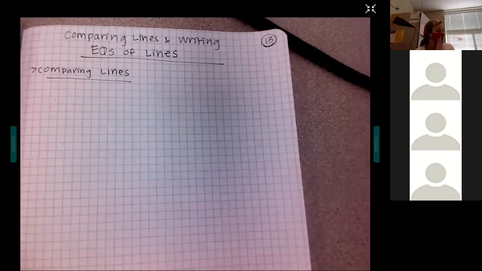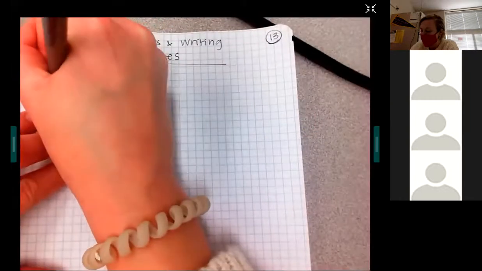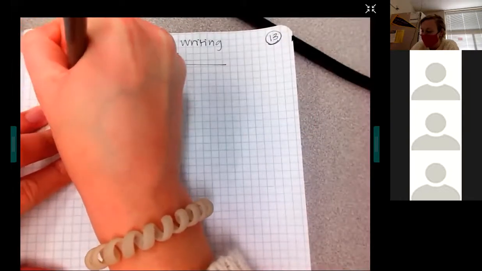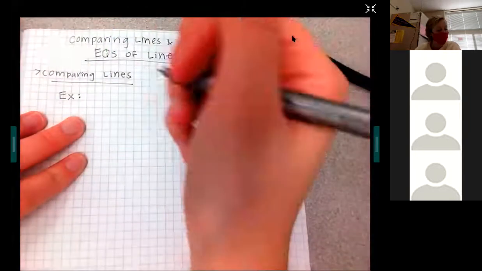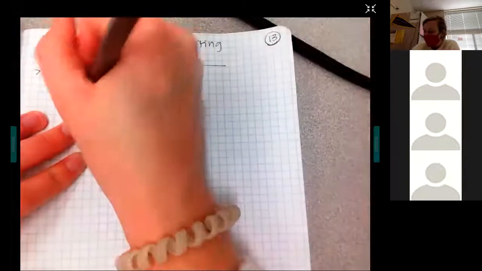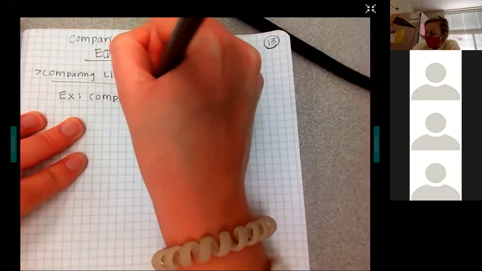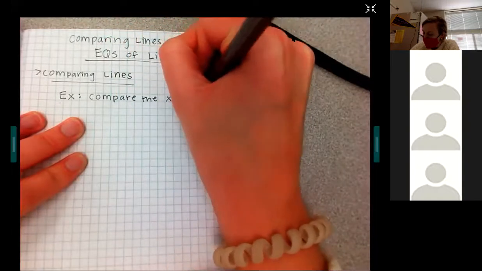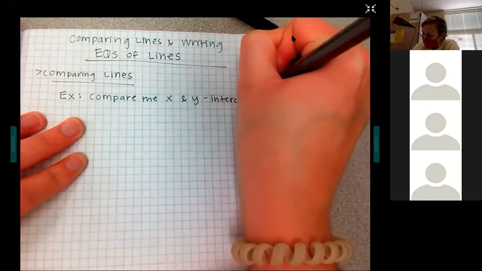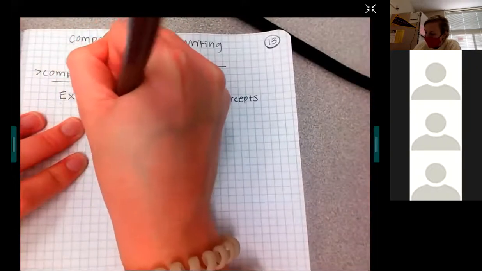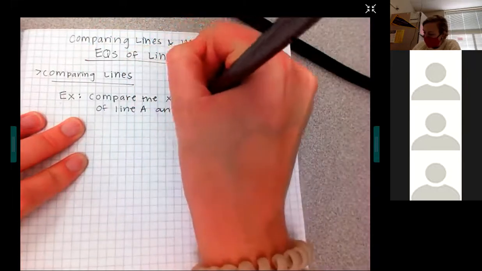All right, so we're just going to start with an example. And then if y'all need me to write down any steps for you, we can do that. So what I want y'all to do is compare the X and Y intercepts of line A and line B.